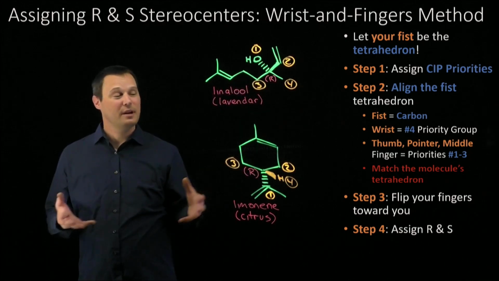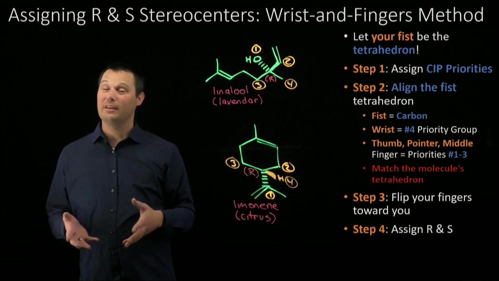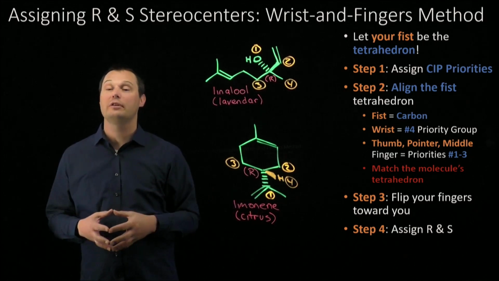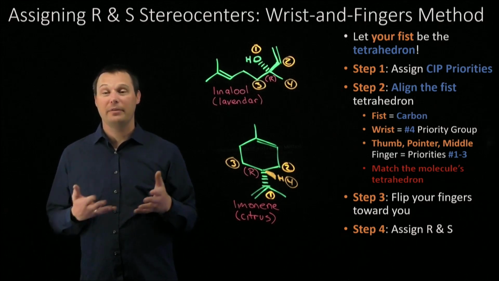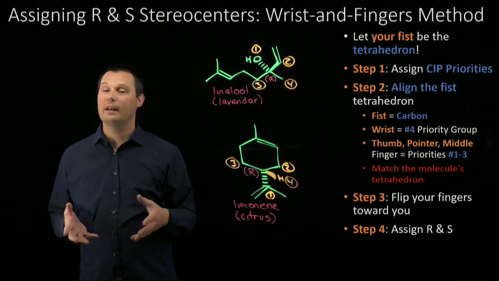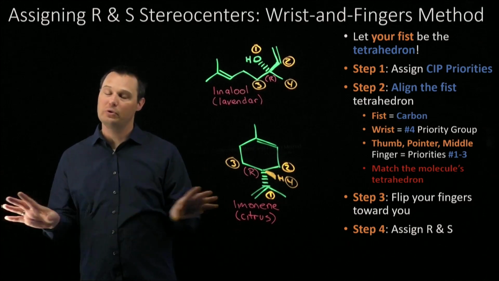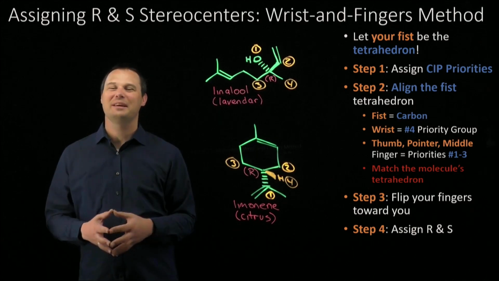This method is one of several methods for assigning R and S labels. If it clicks, great, use it. If not, this is one in a series of videos of alternative methods for assigning R and S. And don't forget about the A.R.C method, the official OChemNinja method that I invented that works on every molecule, every orientation, every single time, no spatial reasoning involved at all. I'll see you in the next video, Ninja.